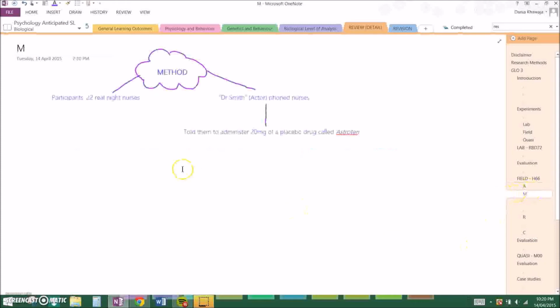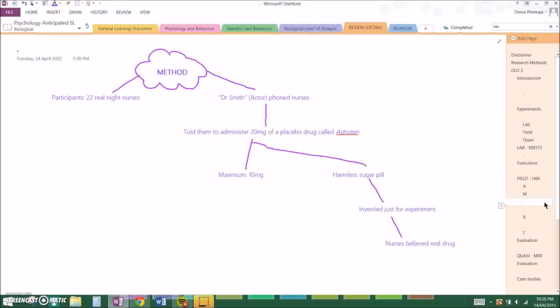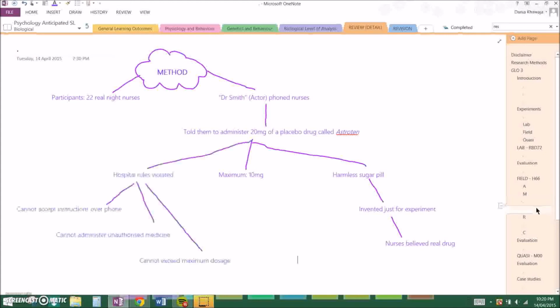Now the method he used was, there was 22 real night nurses, and Dr. Smith, an actor, he wasn't really a doctor, he phoned nurses and he told them to administer 20 milligrams of a placebo drug called Astrotin. Now the maximum dosage, which was written on the bottle, was 10 milligrams, and that drug Astrotin was actually a harmless sugar pill invented just for the experiment, but nurses believed it was a real drug. And if they chose to carry out and give that drug, they broke 3 hospital rules.